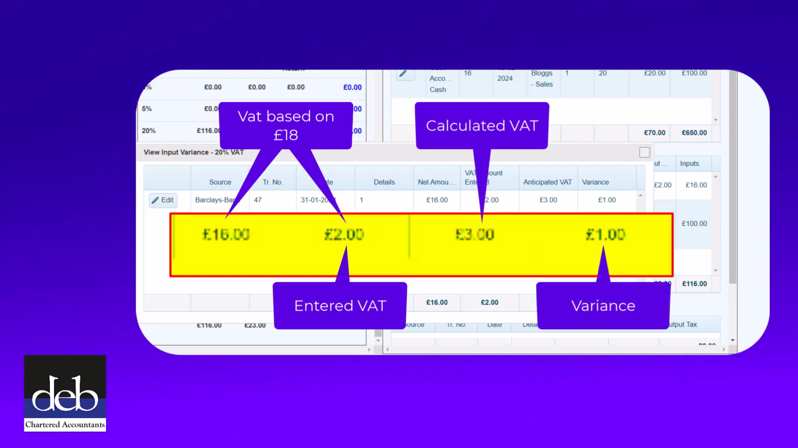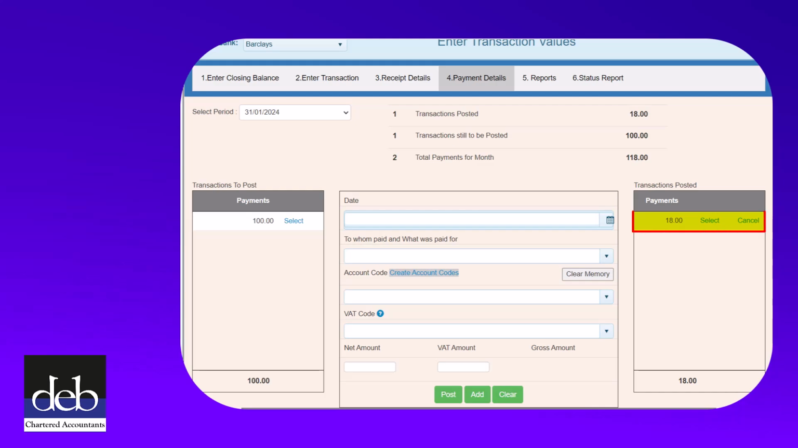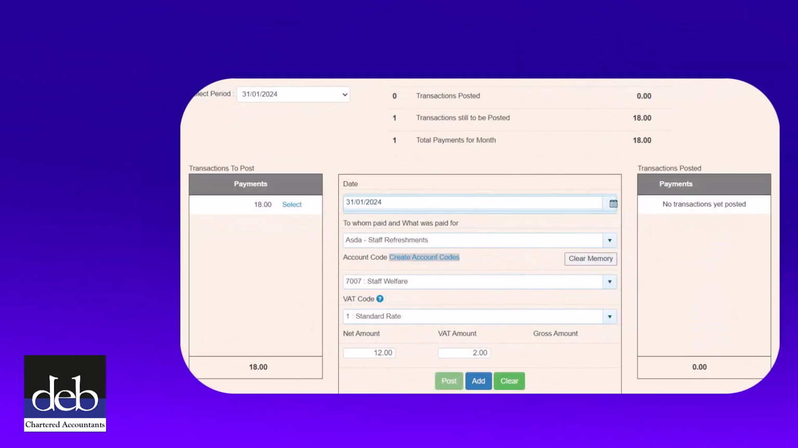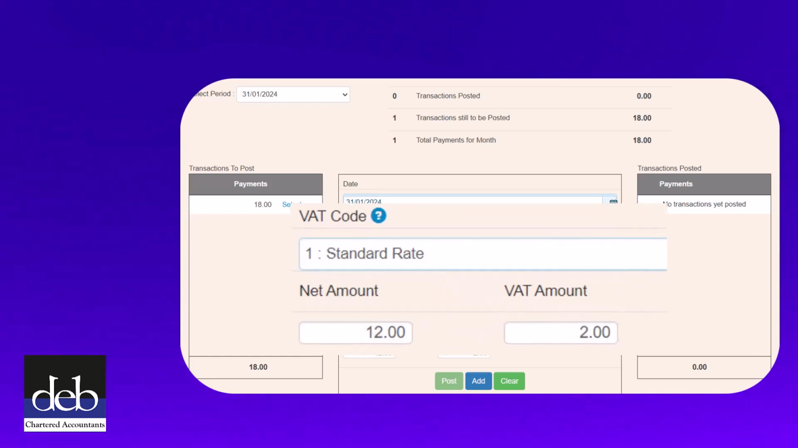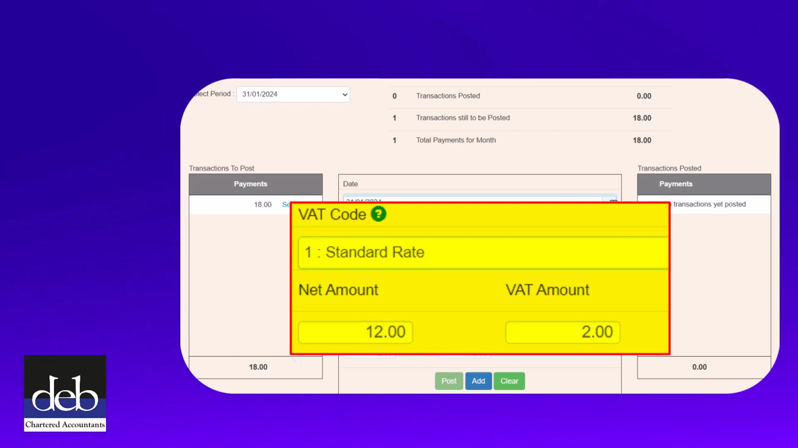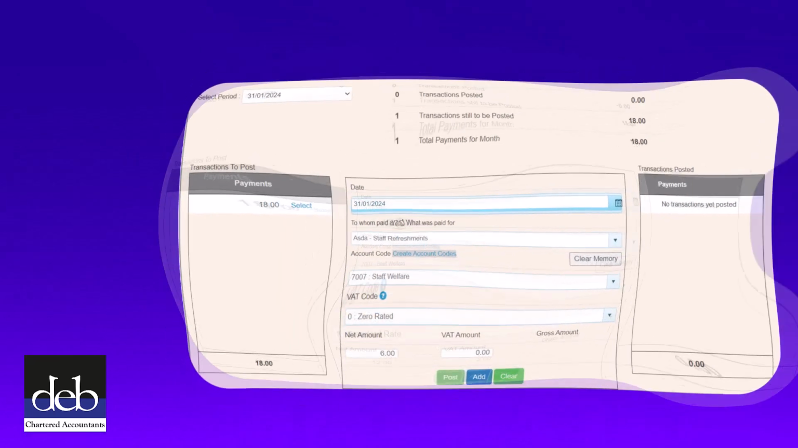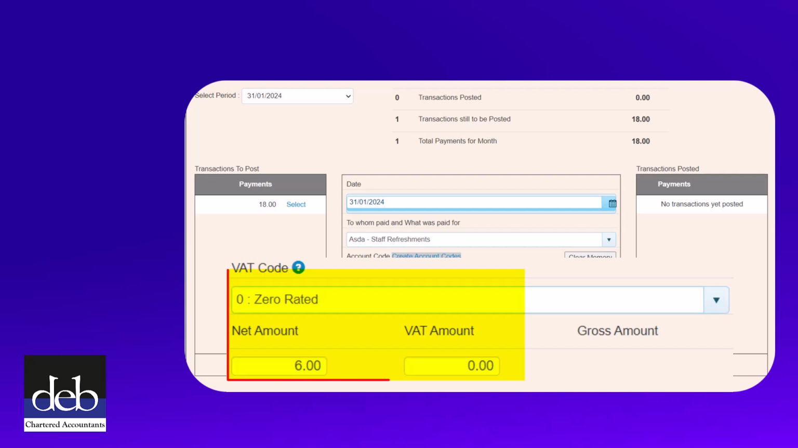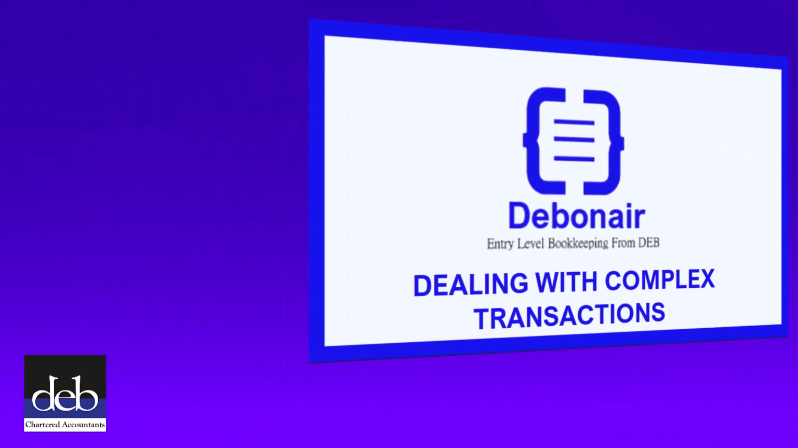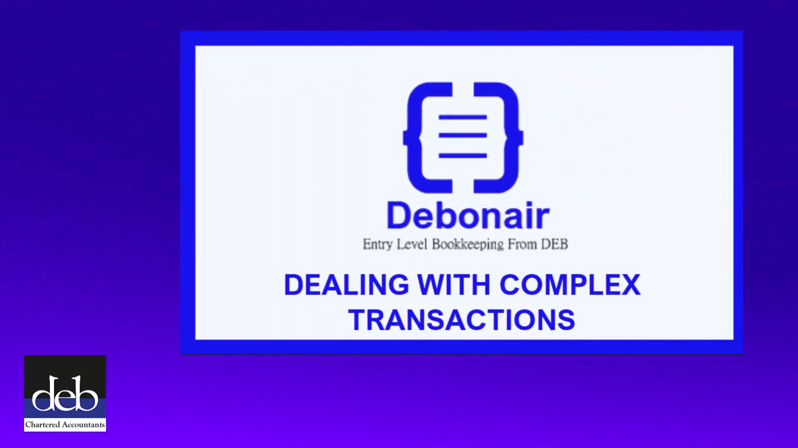To rectify this, you would need to go back to the original transaction in section 4 and cancel it. Then repost it as a two-part transaction. One part for £12, which is standard rated with £2 VAT, and the second part as a zero rated transaction for £6 with no VAT. Please see our video on how to post such complex transactions to show you how to do this.